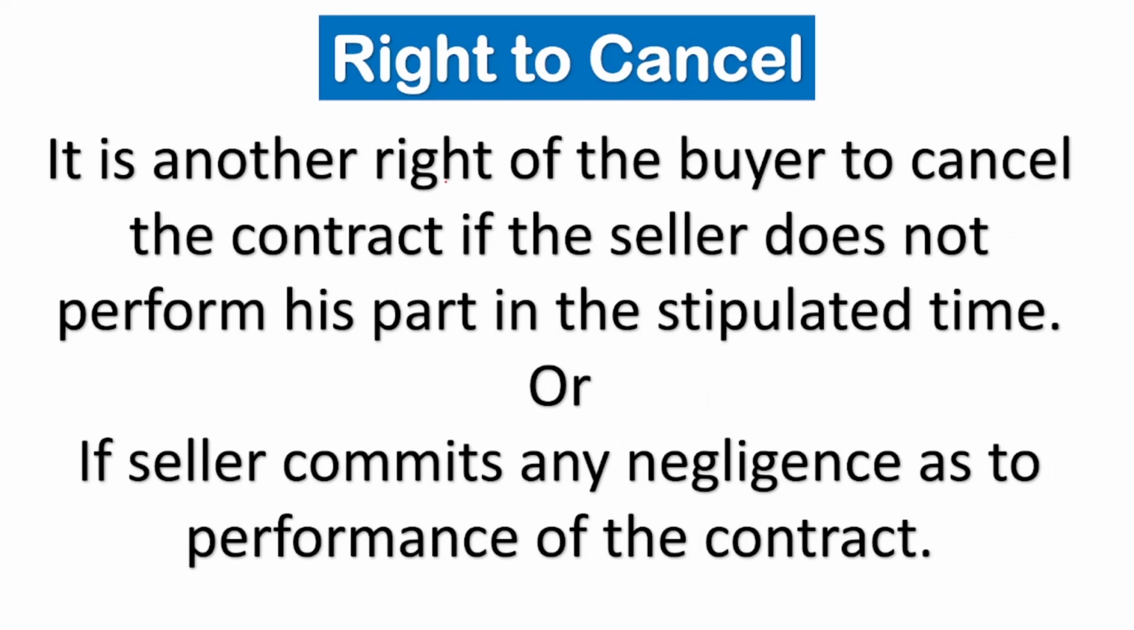By chance, the seller will not deliver the goods in the stipulated time. Stipulated time means he would have given a particular date. On that date, if he doesn't deliver, then you as a buyer can cancel the contract. You can cancel the contract, or due to the negligence of the seller. If the seller commits any negligence towards the performance of the contract, even in such cases, you can cancel the contract.